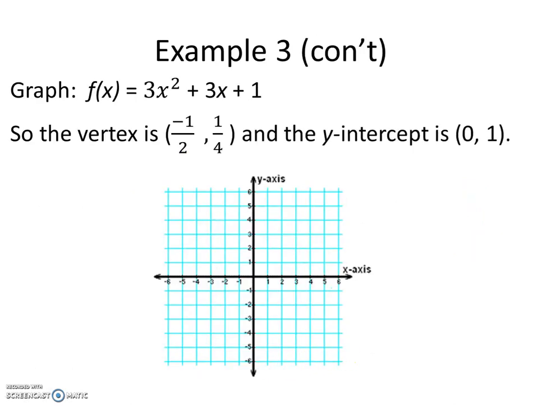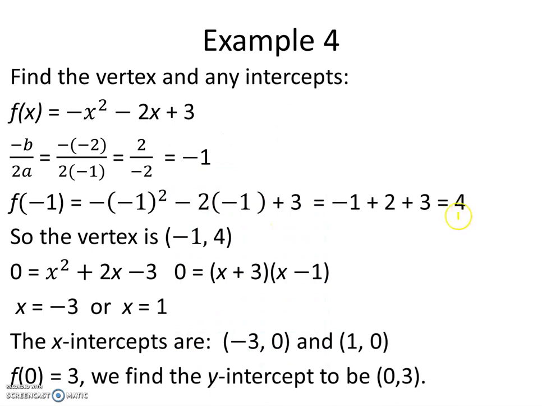Graphing that function 3x squared plus 3x plus 1, well, we know we just solved for the vertex at negative 1/2, 1/4. So we look and we estimate negative 1/2 is about there and positive 1/4 is about there. So we'll put our vertex in, and the y-intercept is at 0, 1, which is right here. And we draw our function as best we can, and we find that our graph looks something like that.